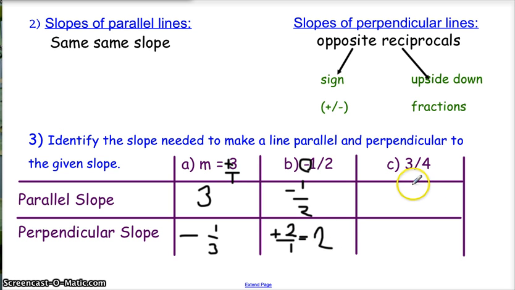The third example, 3/4. In order to be parallel to 3/4, you need the exact same slope, which is 3/4. To be perpendicular to it, since 3/4 is a positive, its opposite is a negative. Reciprocal, flip the fraction upside down.